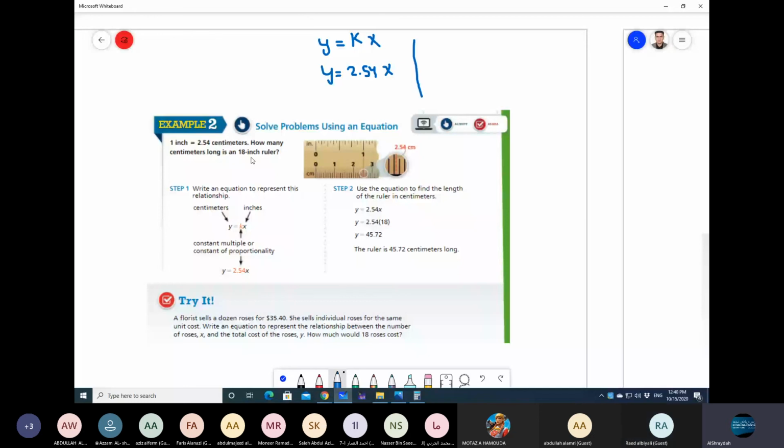So you have to substitute in the equation y equals 2.54 times x. It's given that x is equal to 18. So y equals 2.54 times 18, so y equals 45.72.